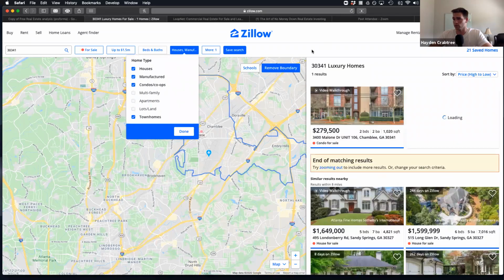Condos. It's like somebody's trying to get in. We'll put these guys in real quick.